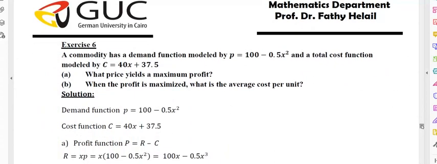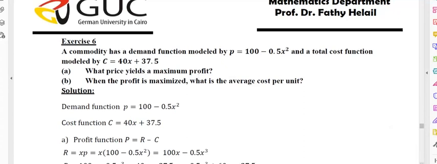In exercise 6 here, we are asked to find the price. A commodity has a demand function modeled by the small p, and we know the small p is denoting the demand or the price, right? So that is the given price, and a total cost function is modeled by that function. What price yields a maximum profit? Now we need to maximize the profit, so we need first to generate the profit. We know that the profit is the revenue minus cost, right?